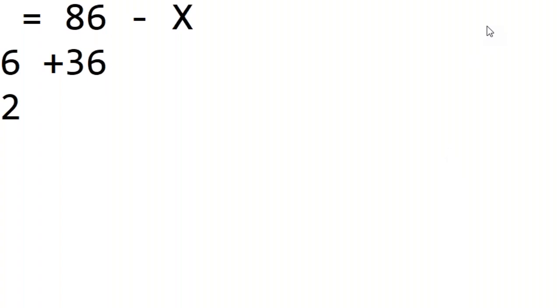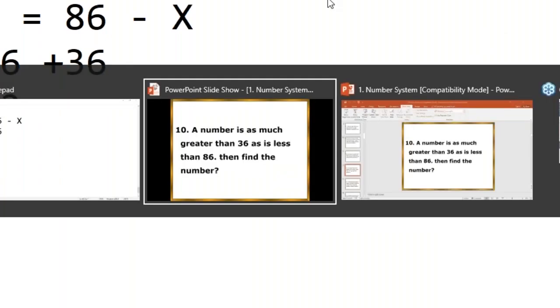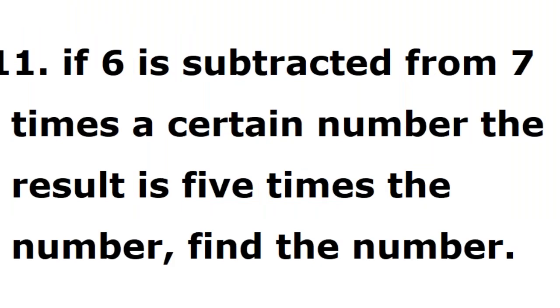Next one. If 6 is subtracted from 7 times a certain number, the result is 5 times the number. Then find the number.